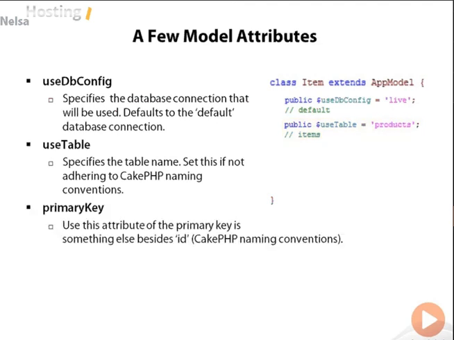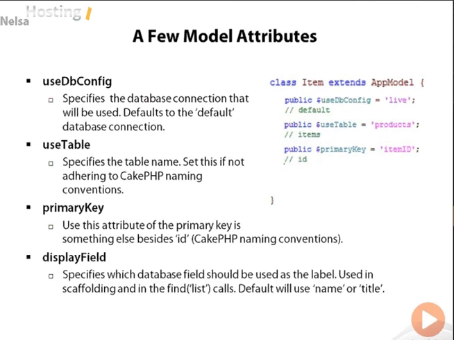The next model attribute is the primary key. This attribute is used if the primary key is something else besides the default naming convention of id. For example, if my primary key was item_id, I would set public $primaryKey equal to item_id, where in this case the default would be id.